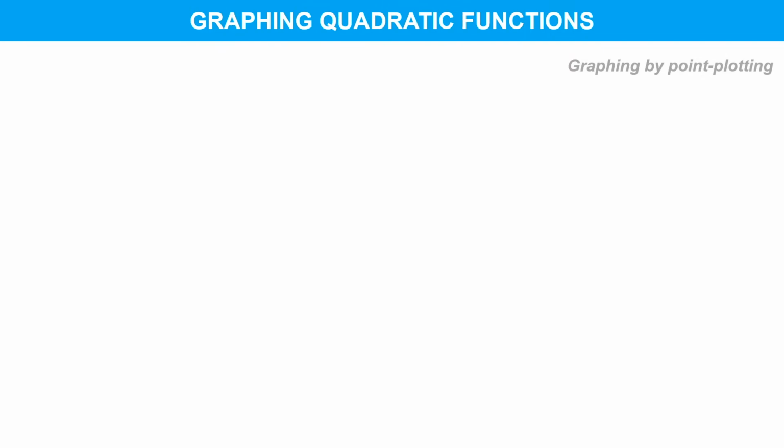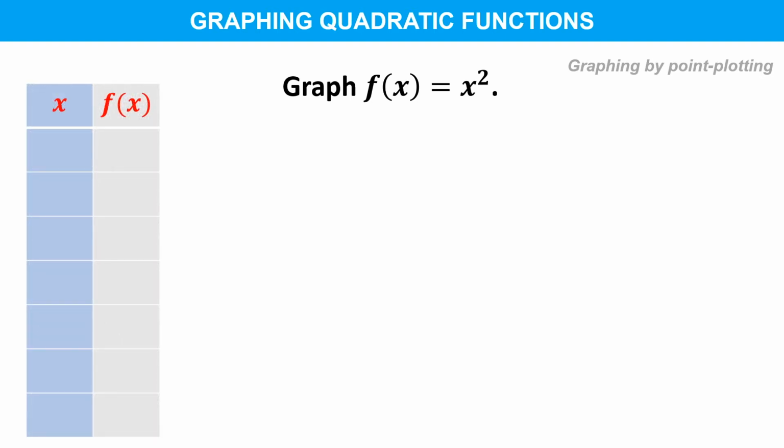A function can be graphed by plotting points. These points are first determined by assigning values to the independent variable and then solving the corresponding function values. Let's illustrate this by graphing the simplest quadratic function f of x is equal to x squared. First, we construct table of values. Choose values for x that we can work on conveniently. Let's say -3, -2, -1, 0, 1, 2, and 3.